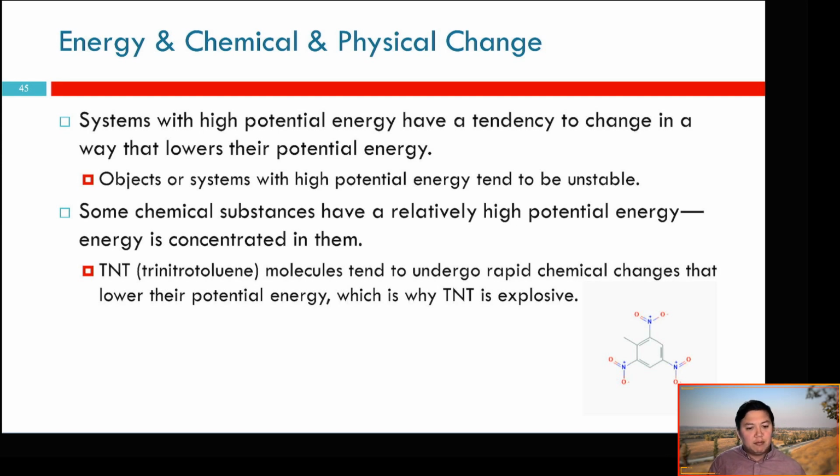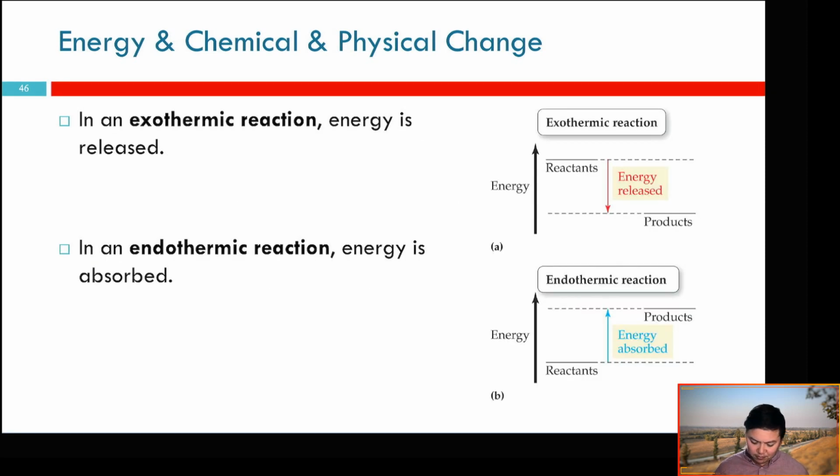Some chemical substances have relatively high potential energy. Energy is concentrated in them, like TNT. Trinitrotoluene is a very unstable molecule because there's so much pent-up energy. And that's what makes it explosive. Because when those bonds do break, they do so in a way, not catalytically, but the heat released causes more TNT molecules to release their heat very, very rapidly. So that trinitrotoluene exploding would be an example of an exothermic reaction.